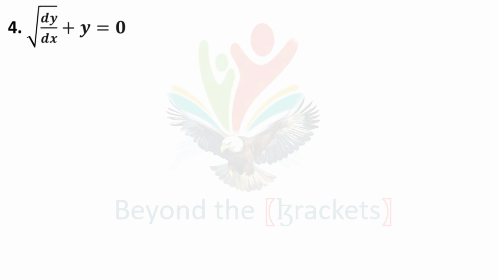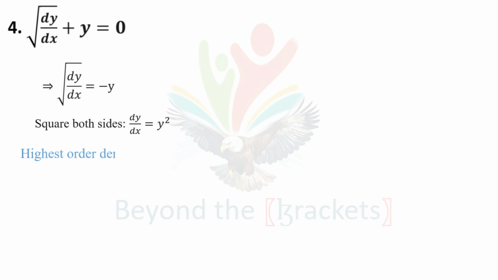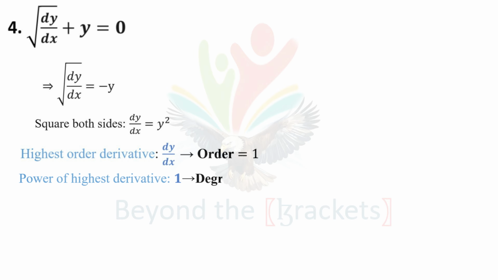For the fourth example, before finding the order and degree, we need to remove the fractional power. To do that, we first rewrite the equation in a suitable form. Then by squaring both sides, we get dy/dx is equal to y². Now the equation is free from fractional powers. Here the highest order derivative is dy/dx, so the order is 1. The power of this derivative is also 1, which means the degree of this equation is 1.